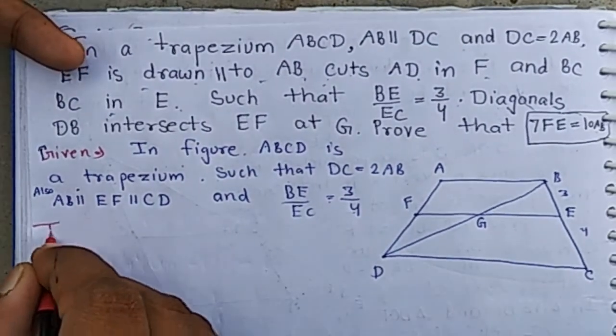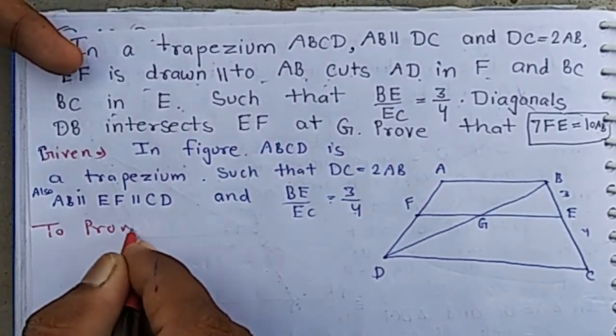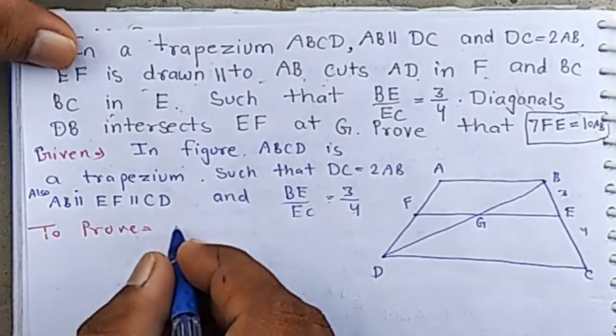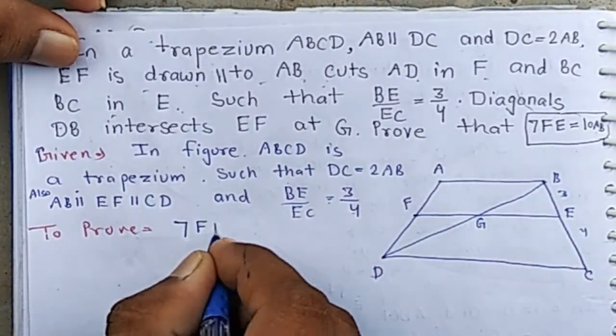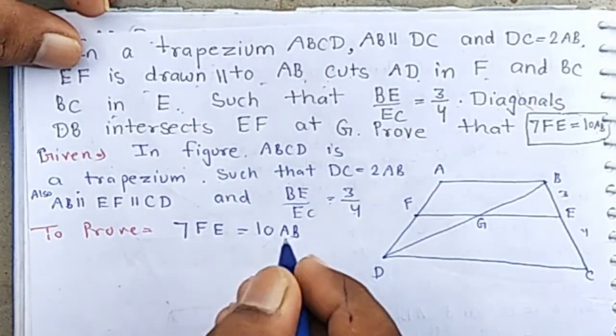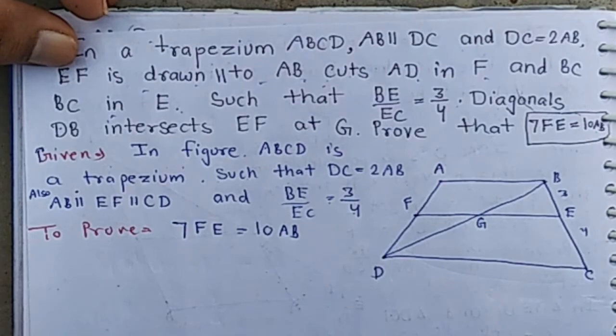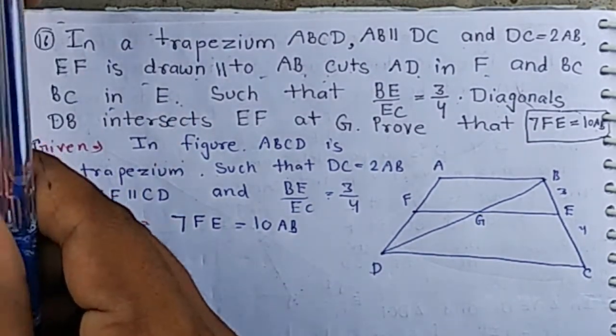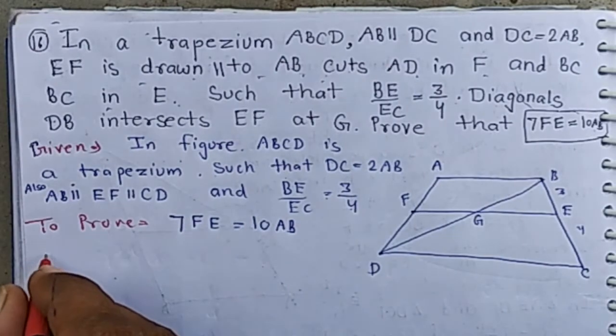To prove: 7 into FE equals 10 into AB. We have to prove this relation. Now proof.